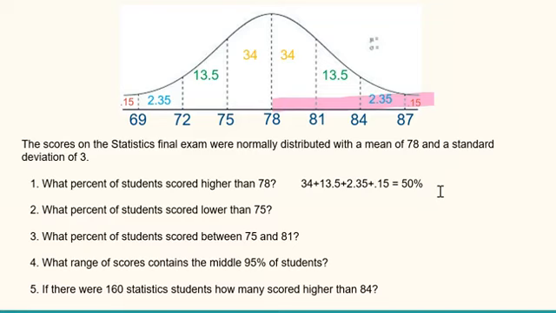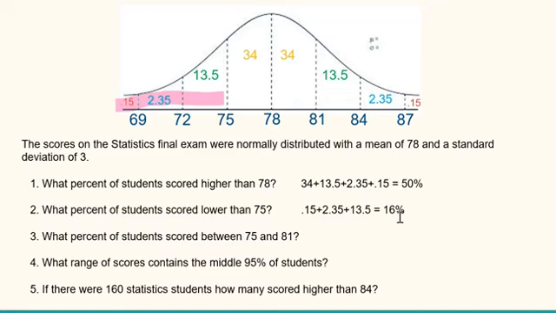Second question, what percent of students scored lower than a 75? All right, so now I want everything that's 75 and below. We're going to do the same thing. We're just going to add those numbers together. So 0.15 plus 2.35 plus 13.5, 16% of students scored lower than a 75.